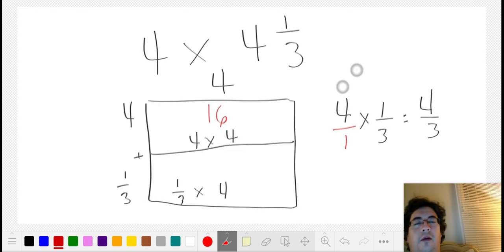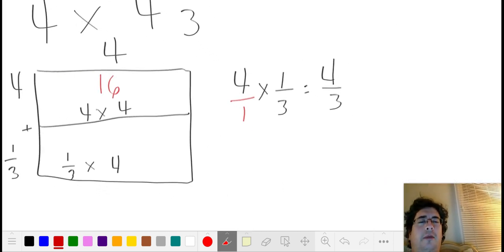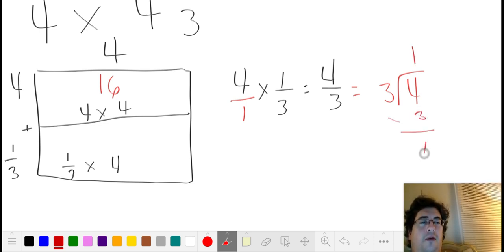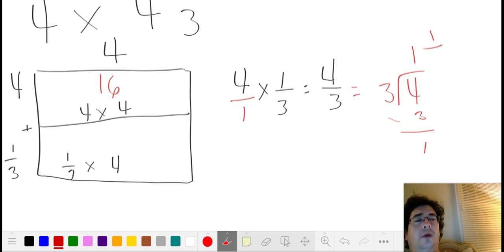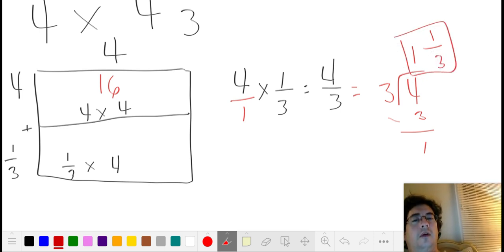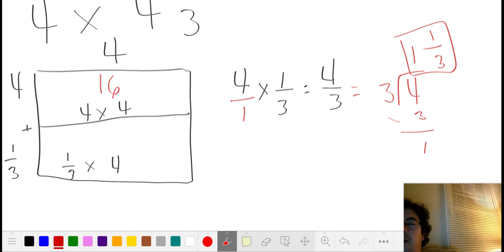Now, I'm going to do something before I put my partial product in the box. I'm actually going to convert this 4 thirds into a mixed number. So I'm going to divide 4 by 3. 3 goes in the 4 once, so that's the whole number of my mixed number. My remainder is 1, which becomes the numerator of my fraction, or mixed number. And then this 3 as the divisor is my denominator. So 1/3 times 4 gives me 1 and 1/3.